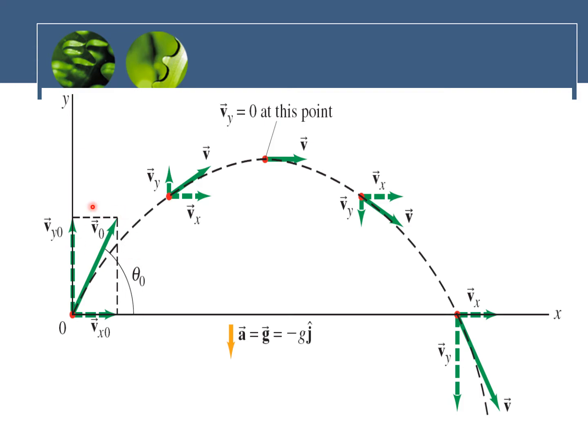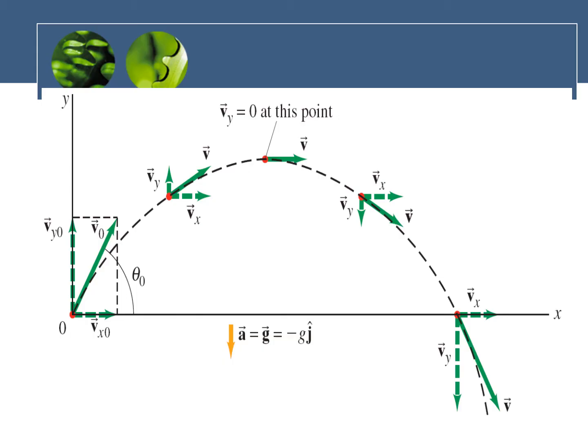This v sub o is the combination of the initial horizontal velocity and initial vertical velocity. Remember, the combination of the initial horizontal velocity and initial vertical velocity is the initial velocity. As the object moves through the parabolic path, at each point, the velocity is the result of the combination of the horizontal and vertical velocities.